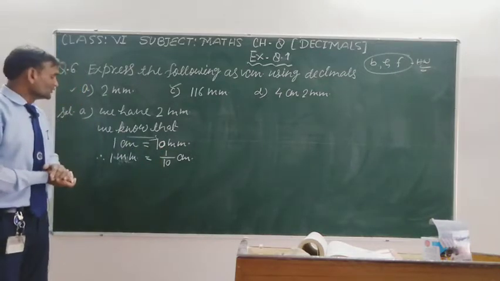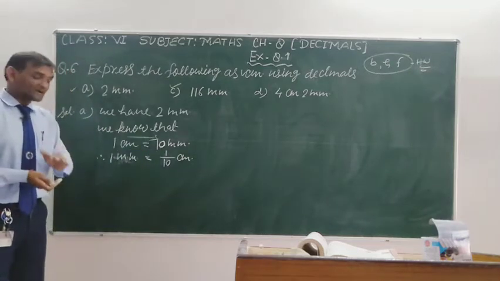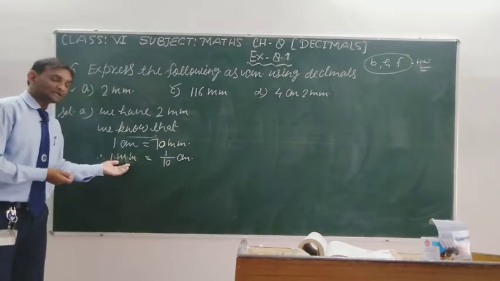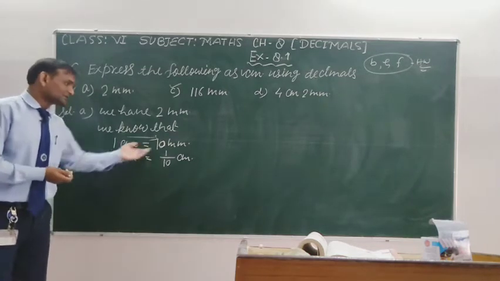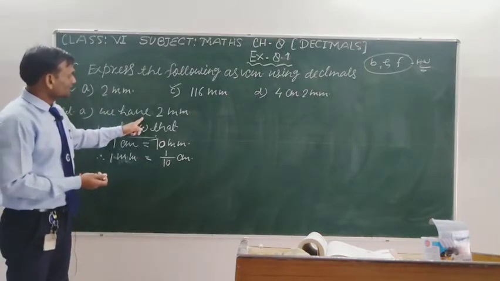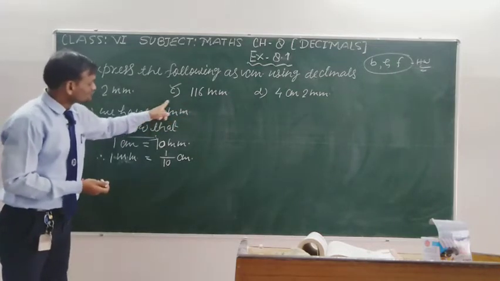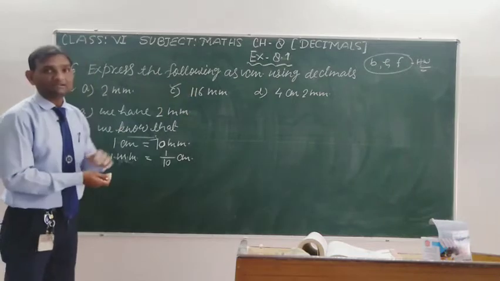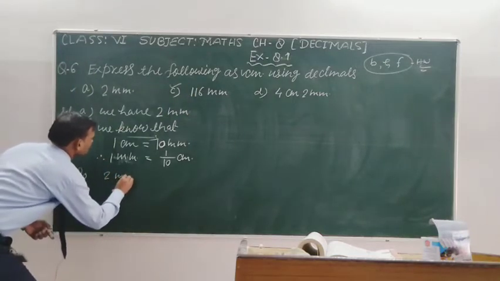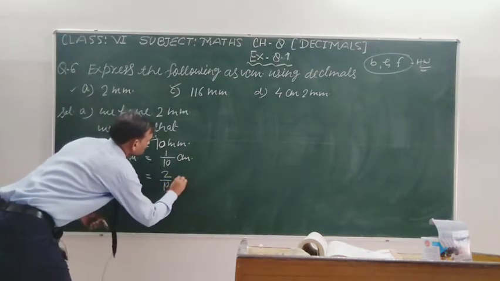If I ask you 4 millimeter is equal to how many centimeter, then according to this scale you can say 4 upon 10. In 5 millimeter, 5 upon 10. In 6 millimeter, 6 upon 10. But in this question we need to change 2 millimeter into centimeter. So 2 millimeter is equal to 2 upon 10, student. Very easy. 2 upon 10 centimeter.